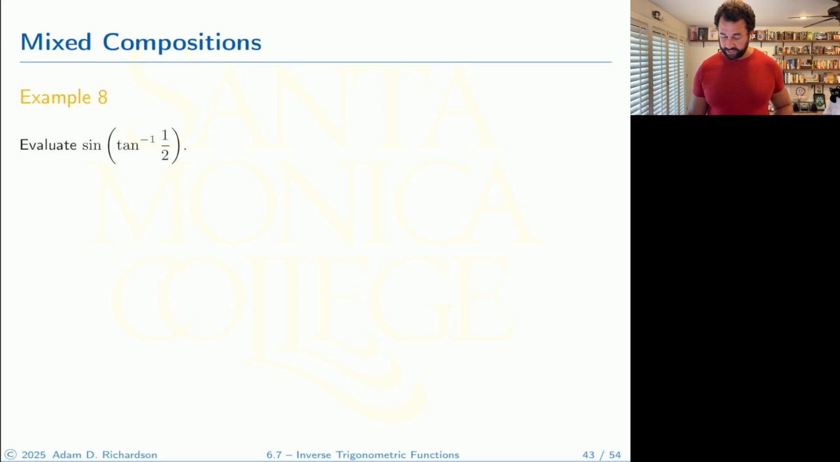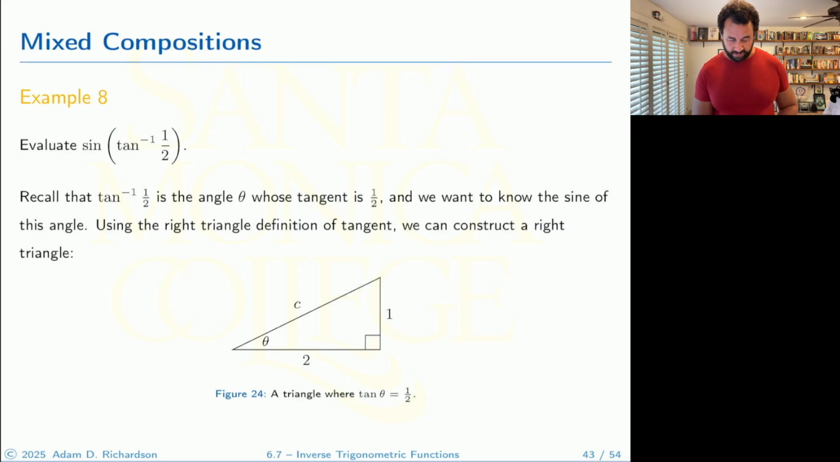So what are we going to do? Keep in mind that inverse tangent of 1/2 is the angle theta whose tangent is 1/2. All right, so there's an angle that has this tangent value, and we want to know the sine of that angle. You could even think of this as sine of theta, and we need to know what that angle is. But all we know about the angle theta is that its tangent is 1/2. Okay, well, remember SOHCAHTOA. Tangent is opposite over adjacent.